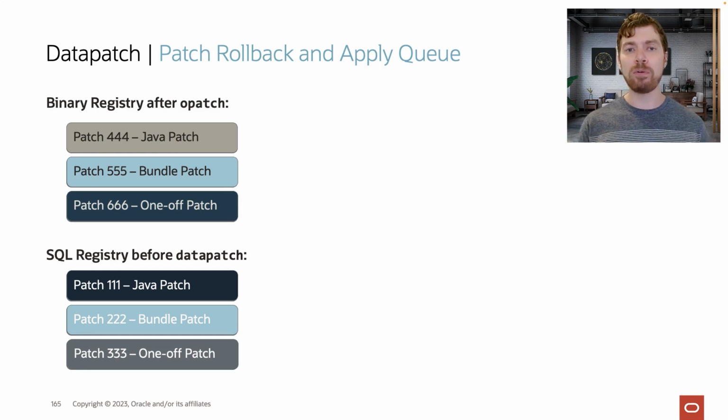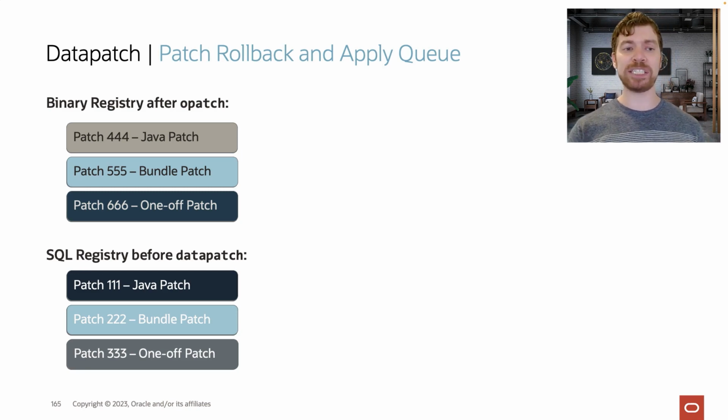Then it will handle the bundle delta, meaning if we are going to a higher RU or to a lower RU, it's going to handle that delta. And finally, it will apply any extra one-off that we have in the binary, but we don't have in the dictionary, okay? However, Java patches have a higher priority. So the Java rollback and apply process will always come first. So let's see this working in this example.